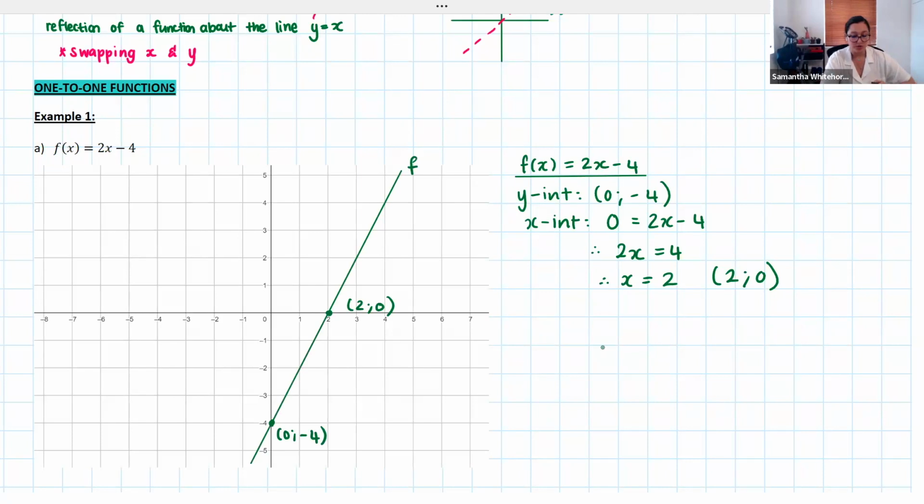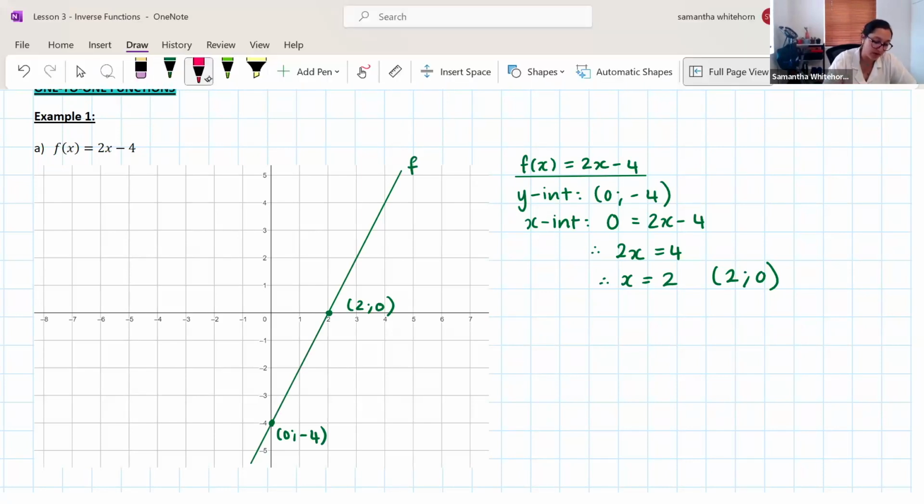What we now want to do is sketch the inverse. Now, guys, there are lots of different ways that you can go about doing this. You need to decide what you're most comfortable with.